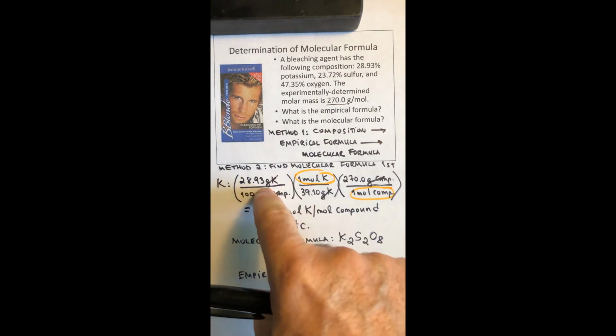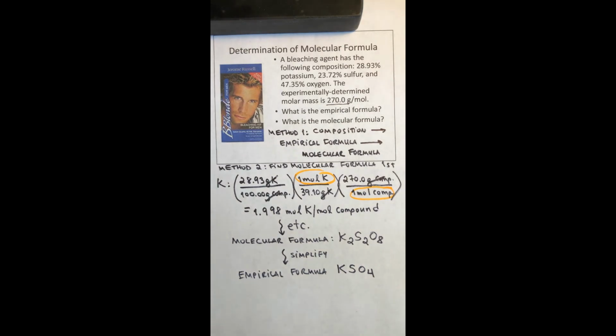Again, like I said, I'm skipping the steps here for finding sulfur and oxygen, but I'm pretty sure by this point you can do it yourselves, okay? So this is an alternative method. If they give you the composition and already the molar mass, you can first calculate the molecular formula and then simplify to get the empirical formula.